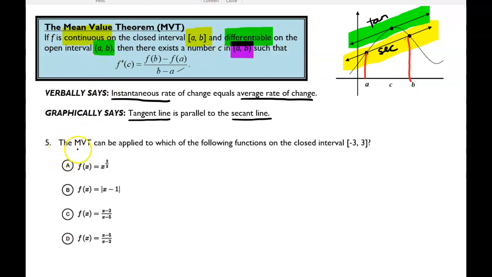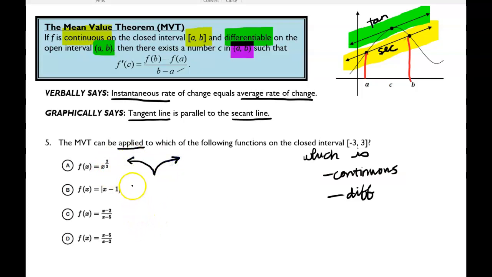So if a question asks you if the MVT can be applied, what it's asking you is which of these is continuous and differentiable. It's going to help you to remember the shapes of these graphs. So x to the 2/3, that's the one I lovingly call the bird graph. That is not differentiable at 0. Remember, a graph that has a cusp is not differentiable. So A cannot work. It's not differentiable on this interval from -3 to 3. Not diff at 0.